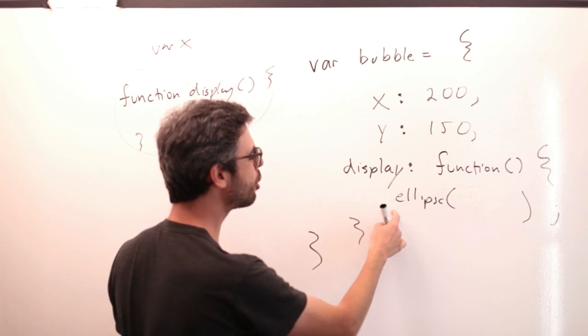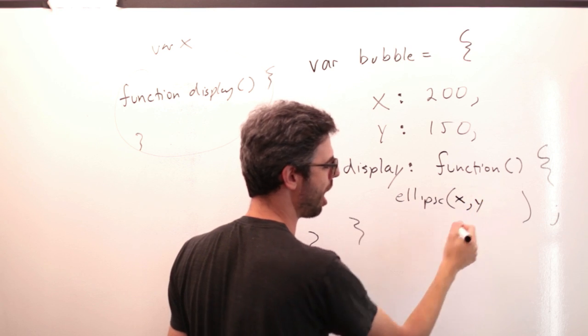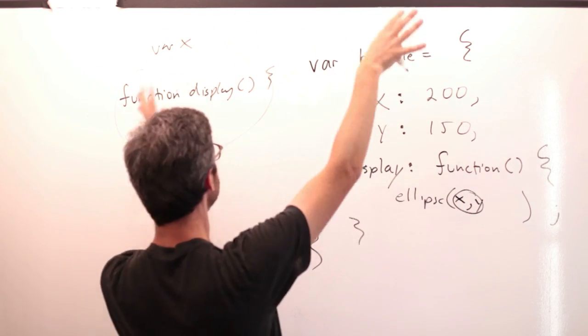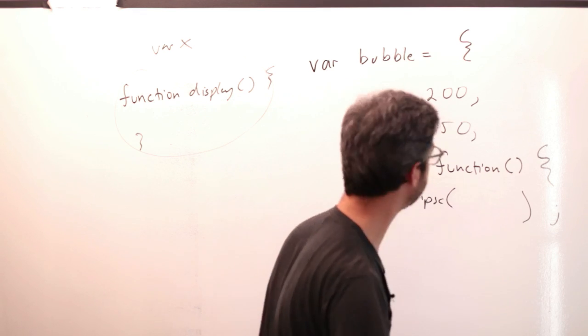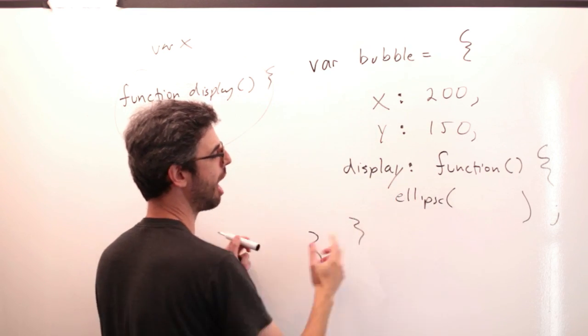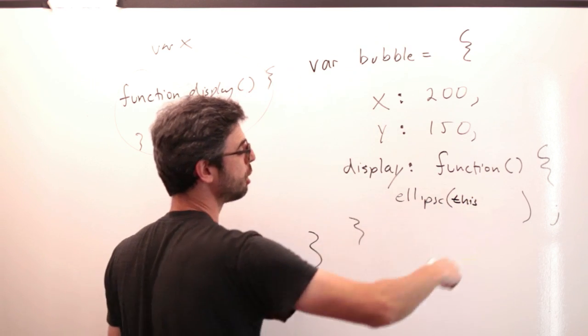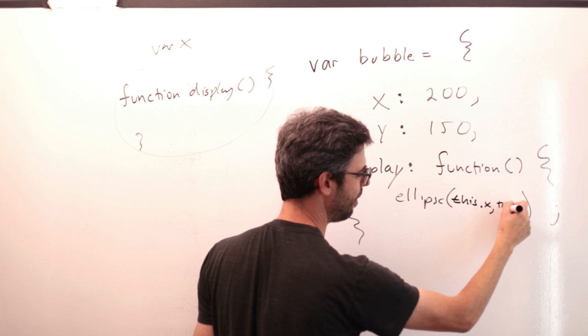So in order to refer back to this x and this y, you can't say x and y here. If there were an x and y here, it would be looking for some global variable somewhere. In order to refer to the specific x that's part of this object, "this" is a keyword that refers to this particular bubble. So this.x, this.y.